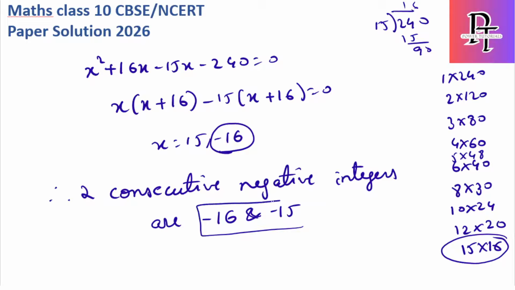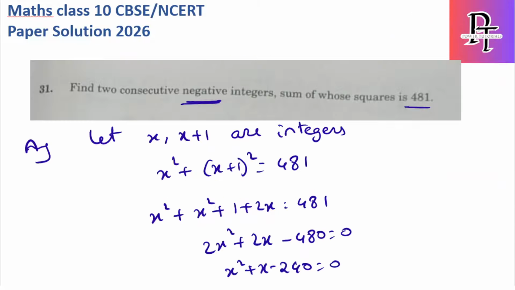These are the two consecutive negative integers whose squares, if I add, I'll get 481. You can also cross check. 16 square is 256 and 15 square is 225. So these two if I add, I'll get 481. So same they have mentioned in the question: the sum of two consecutive negative integers' squares should be equal to 481.